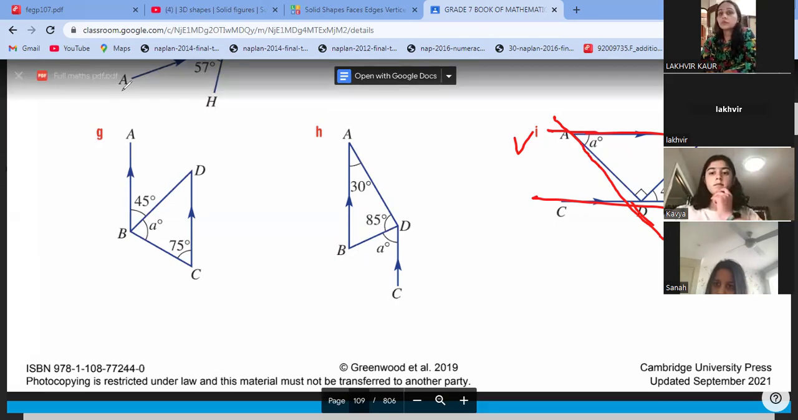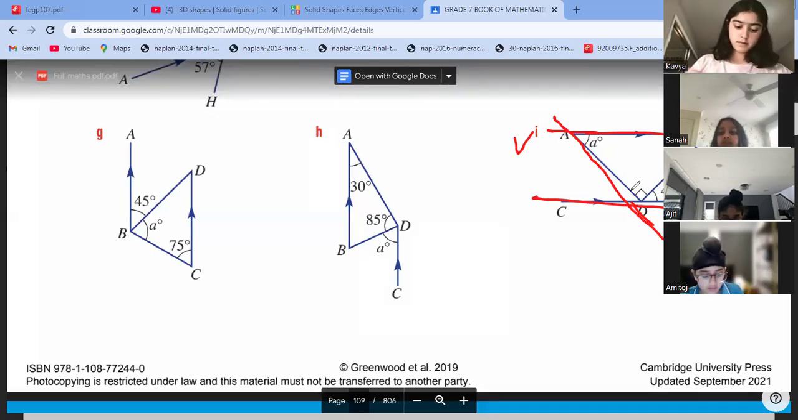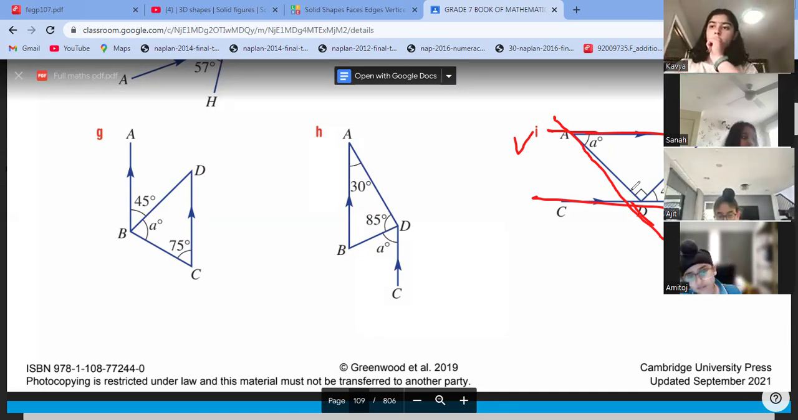I sent my answer. Same. Done. Very good. Amitosh, your answer is wrong. No, I accidentally wrote a 3 instead of a 4. Yeah. So what is its answer, Kavya?